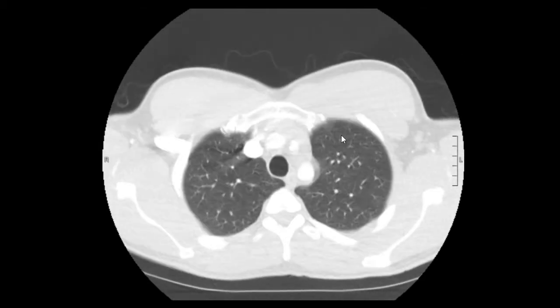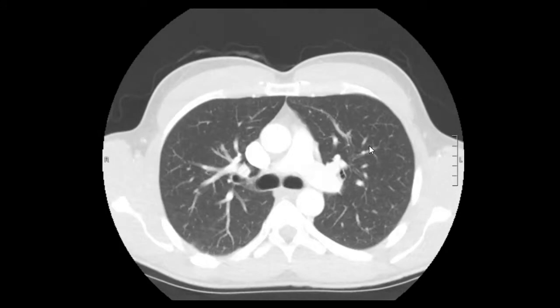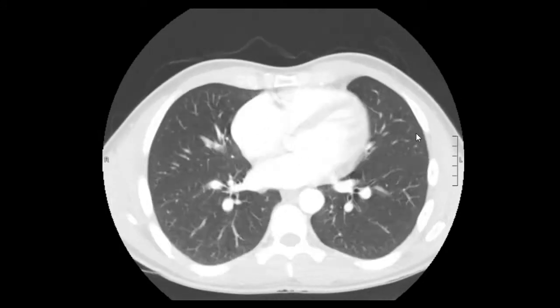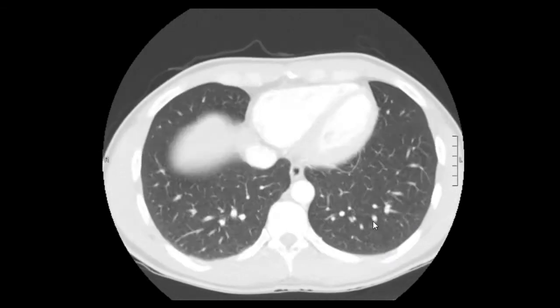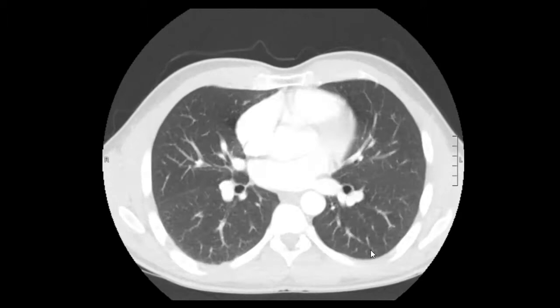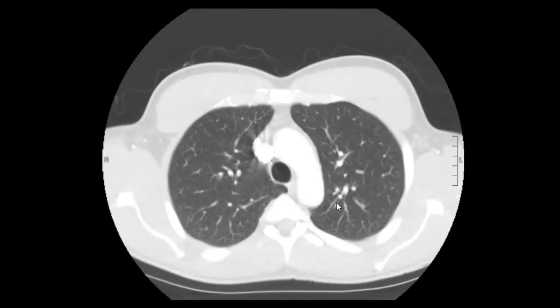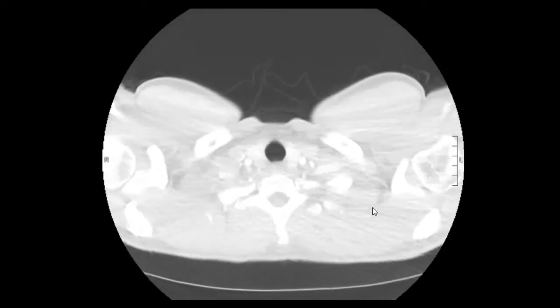Moving on to the left, anteriorly, and all the lung tissue looks good. I don't see any abnormal pulmonary vasculature. Looking at the left lung posteriorly, again, everything looks pretty clean.